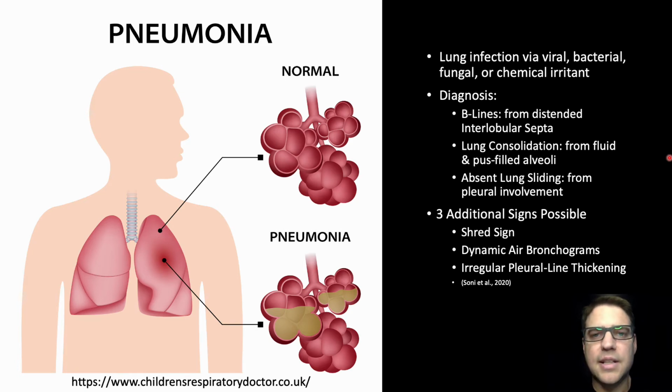Therefore, taken in consideration with the patient's history and clinical presentation, the diagnosis of pneumonia using POCUS can be made when all 3 abnormal findings are present: the B lines, lung consolidation, and absent lung sliding. There are 3 additional signs that may or may not be present in the pneumonic patient, and they include the shred sign, dynamic air bronchograms, and irregular pleural line thickening.